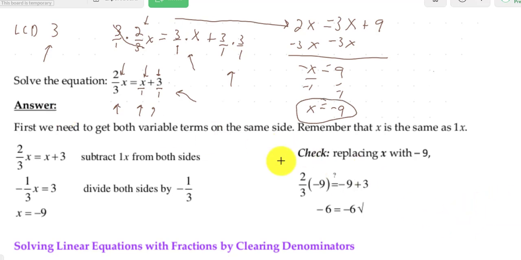All right, so again, this technique is called clearing the fractions, because once we multiplied by our LCD, we were left with an equation that did not have any fractions, right? And that's the whole point. So we're going to continue to now solve a few more of these problems by clearing the fraction.